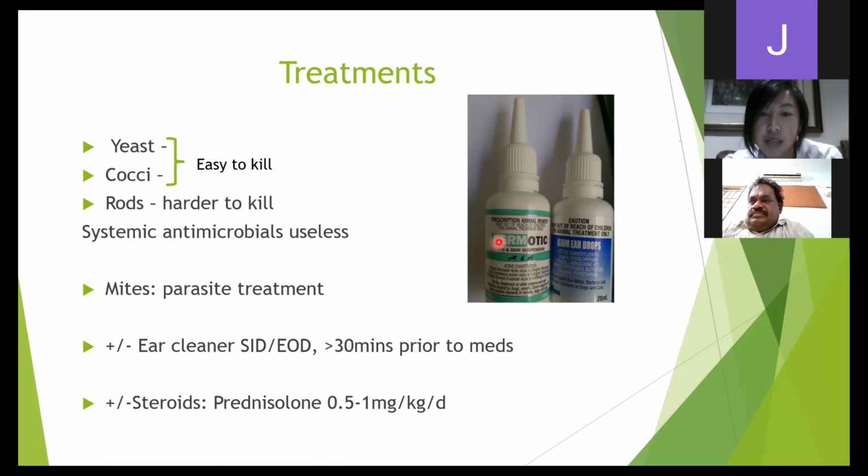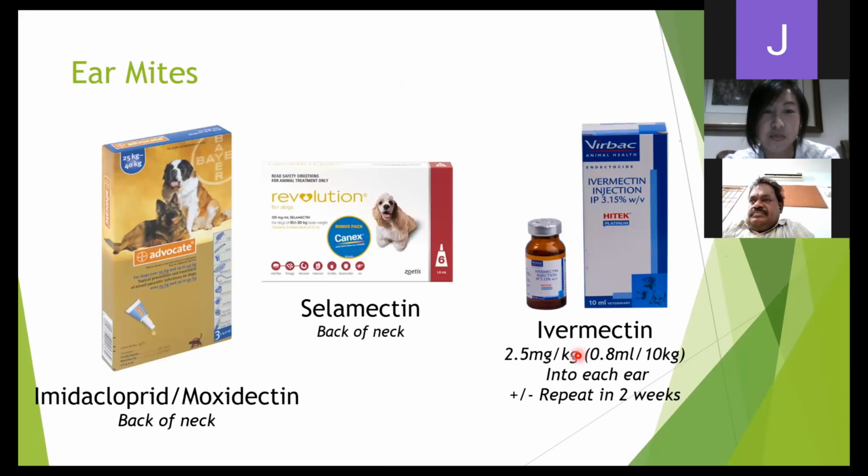If you can get hold of these and use them, that would be great. Otherwise, we're going to talk about other treatments in the session. So for ear mites, the two registered products that we commonly use are Advocate and Revolution. So imidacloprid and moxidectin, and selamectin.